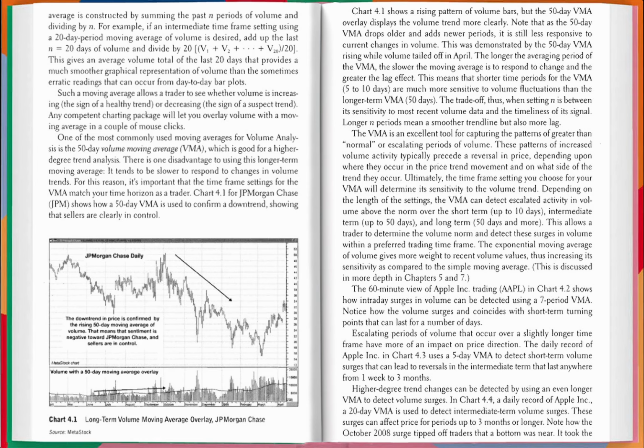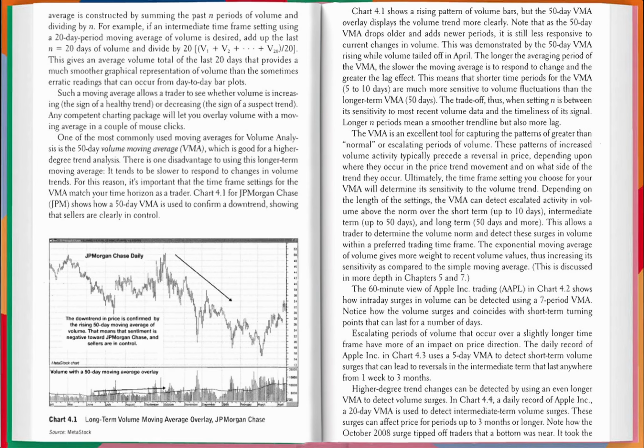Ultimately, the time frame setting you choose for your VMA will determine its sensitivity to the volume trend. Depending on the length of the settings, the VMA can detect escalated activity in volume above the norm over the short term, up to 10 days, intermediate term, up to 50 days, and long term, 50 days and more. This allows a trader to determine the volume norm and detect these surges in volume within a preferred trading time frame. The exponential moving average of volume gives more weight to recent volume values, thus increasing its sensitivity as compared to the simple moving average.